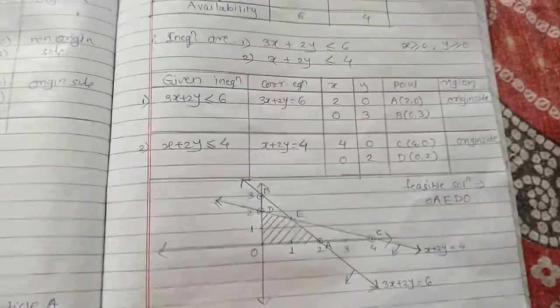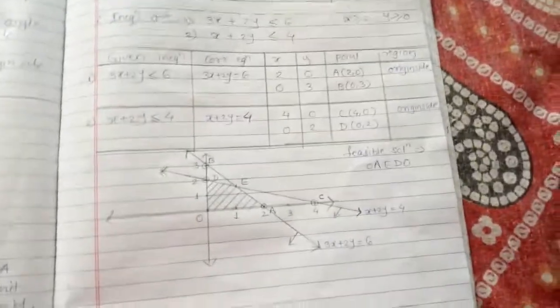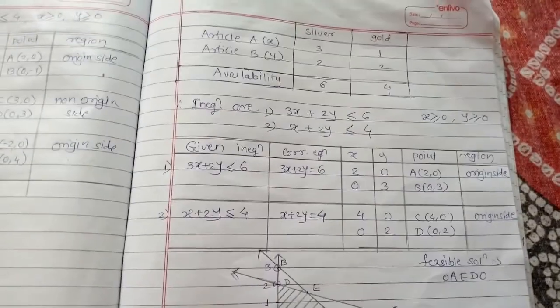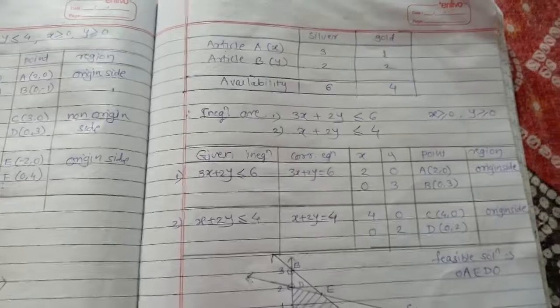Similarly, we have to solve question number 8, which is also a word problem. So that is all about exercise 7.2. In the next lecture we will see the next exercise, that is 7.3. Thank you.